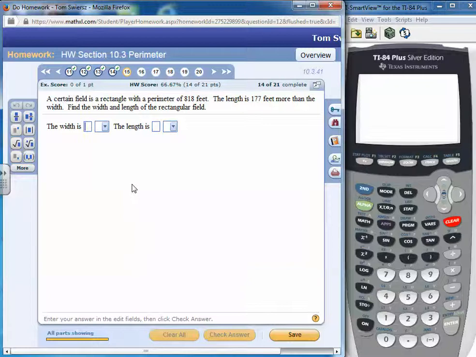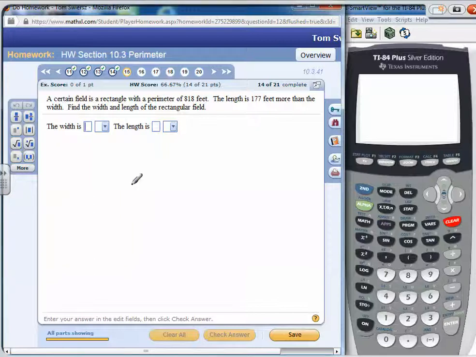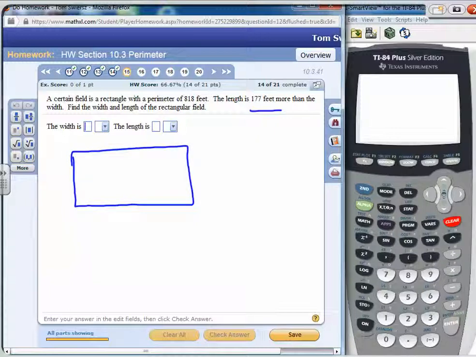All right, number 15. A certain field is a rectangle with a perimeter of 818 feet. The length is 177 feet more than the width. Find the width and the length. Okay, so again, here's our rectangle. The perimeter is 818. The length is 177 more than the width.